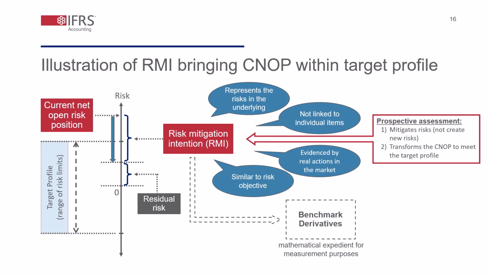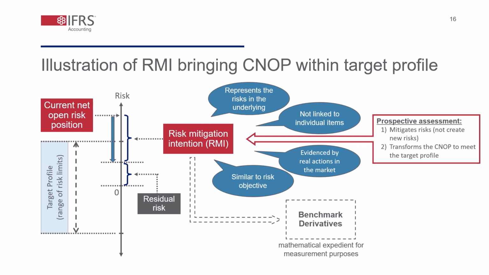Although it is a portion of the entity's current net open risk position that the entity intends to mitigate, it does not specify which underlying items give rise to such risk exposure. As such, under the DRM model, all underlying positions are managed equally and holistically. The risk mitigation intention specifies only the extent of risk an entity intends to mitigate rather than the extent of the underlying position an entity intends to mitigate.